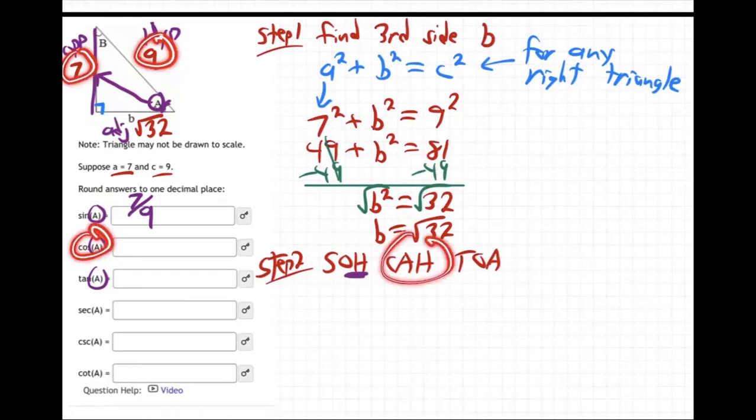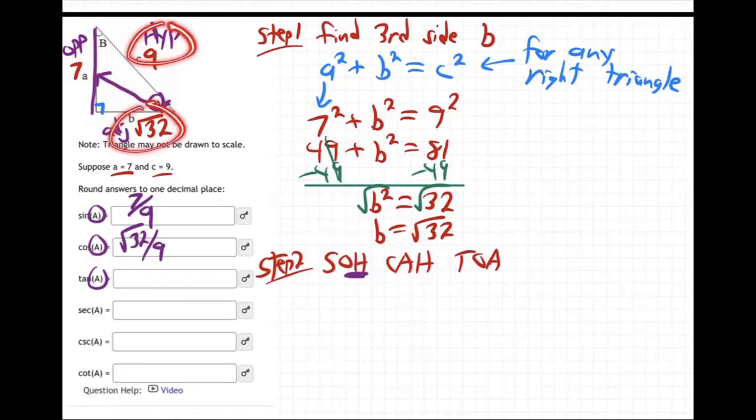Next, cosine. Cosine is adjacent over hypotenuse. So that's, and I'm going to make these decimals in a minute, let me first just write them down. Square root of 32 over 9. Right? See what I just did there? I just did adjacent over hypotenuse. Now, tangent is opposite over adjacent. So opposite over adjacent, 7 over the square root of 32. And again, I'm going to make decimals in a minute with my calculator.